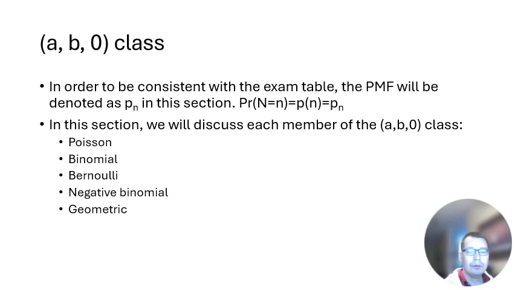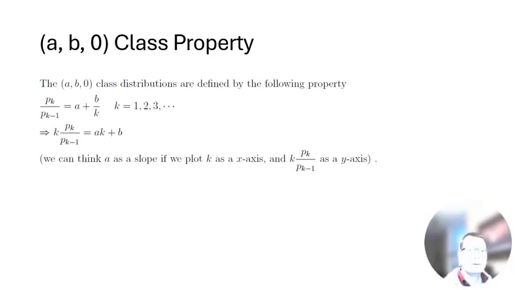And in this section, we will discuss each member of the (a, b, 0) class, which includes Poisson distribution, binomial distribution, Bernoulli distribution, negative binomial distribution, and geometric distribution. So what's an (a, b, 0) class? The (a, b, 0) class distributions are defined by the following property.